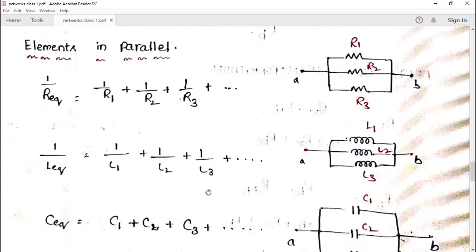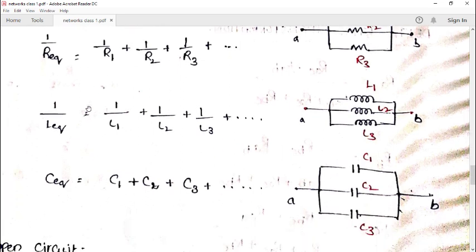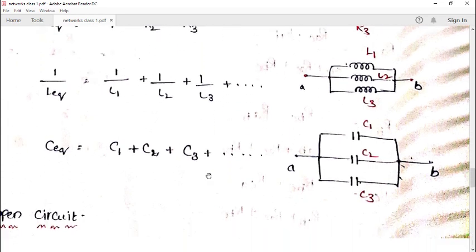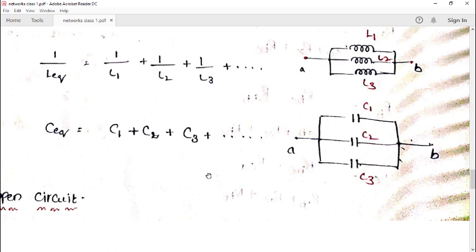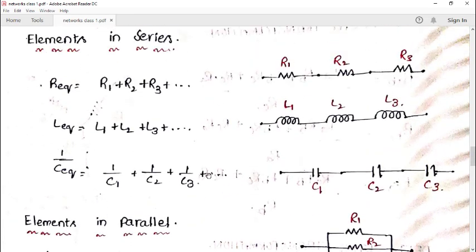Now elements are connected in parallel. So these things are the parallel connection of the elements. The equivalent resistance can be found by this equation: 1 by R equivalent is equal to 1 by R1 plus 1 by R2 plus 1 by R3. L equivalent is equal to 1 by L1 plus 1 by L2 plus 1 by L3. So in this parallel connection, capacitance is quite different from the other two elements. So C equivalent is equal to the sum of all three, C1 plus C2 plus C3. So this is the thing.